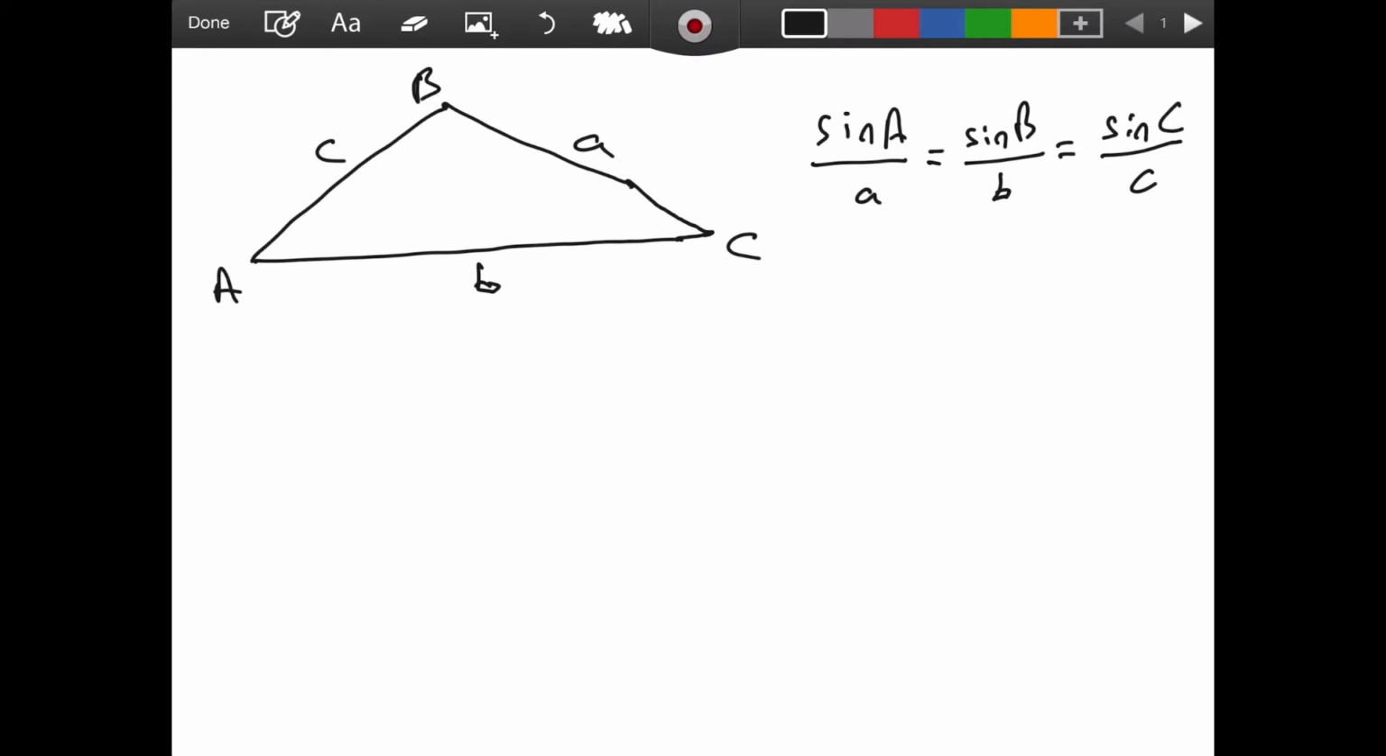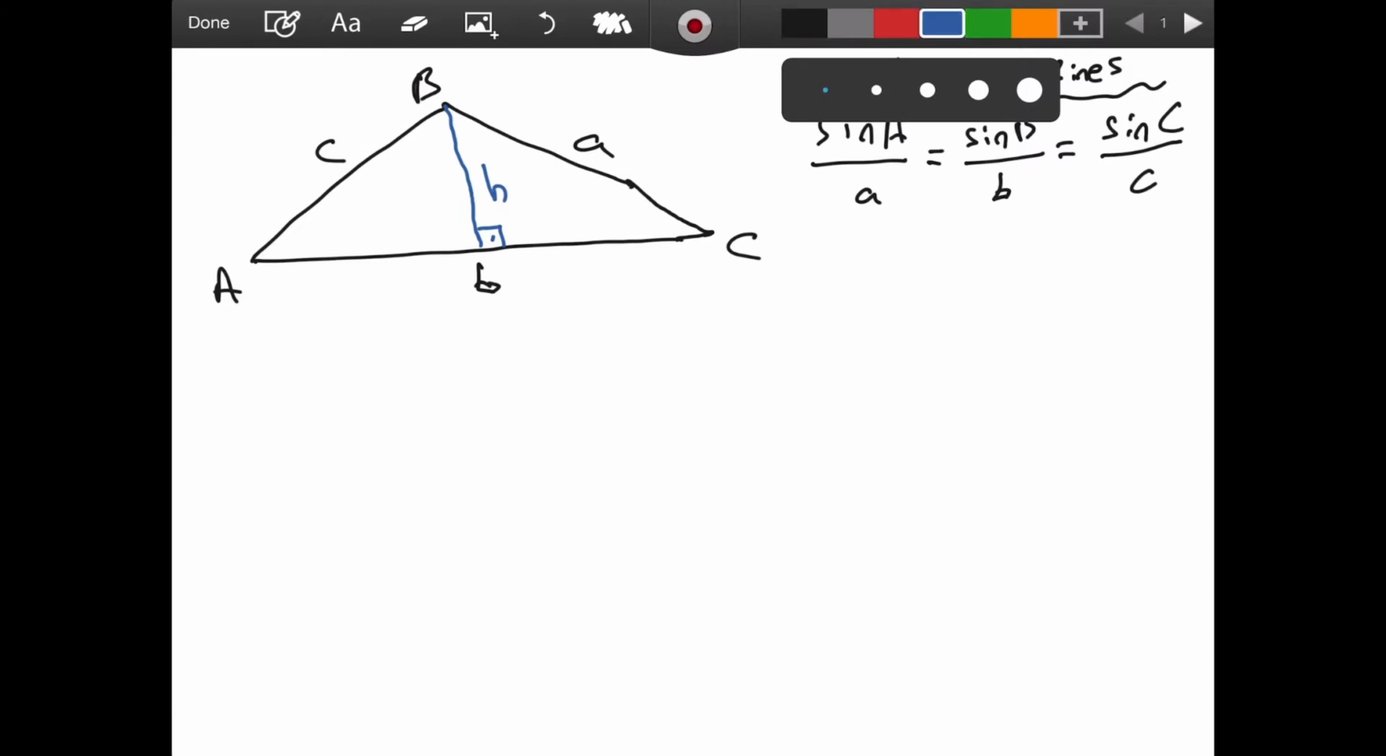As I said, this is the law of sines. So how can we prove this statement? Well, the way I will do it is by first starting with drawing a perpendicular line to the side lowercase b. This perpendicular line I will call h. The length of it actually is h.